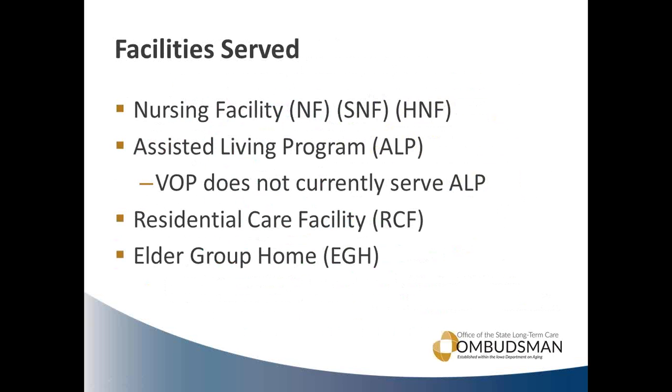Our overall program serves in Iowa just nursing facilities, assisted living programs, residential care facilities, and elder group homes. Our volunteer ombudsmen currently do not serve in assisted living. That's a long-term goal of our program, but as you know, there's a different set of regulations there, and we know that we need to adapt some things about how we train our volunteers and things like that. So that's a long-term goal.